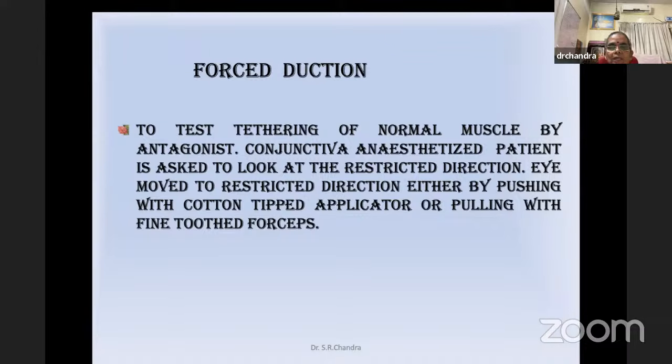To differentiate that, the conjunctiva will be anesthetized and you slightly mechanically pull the eye. If there is a tumor, the eye cannot be pulled easily. If there's a paralysis, it can be pulled. That is called the forced duction test, to know whether there is an orbital tumor or an orbital muscle paralysis producing a mechanical proptosis.